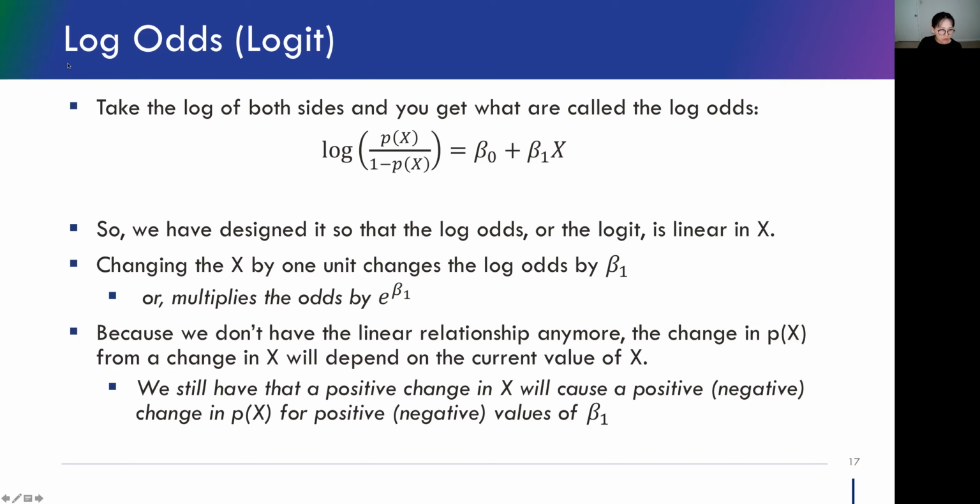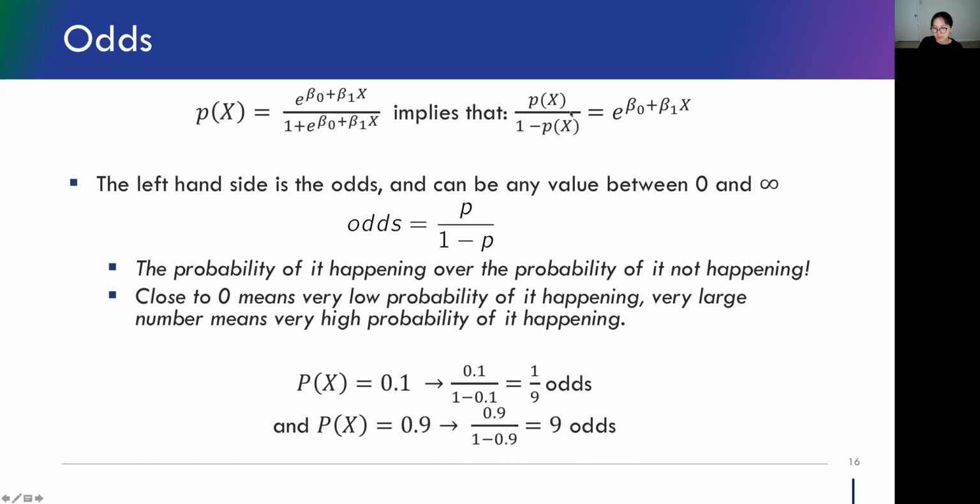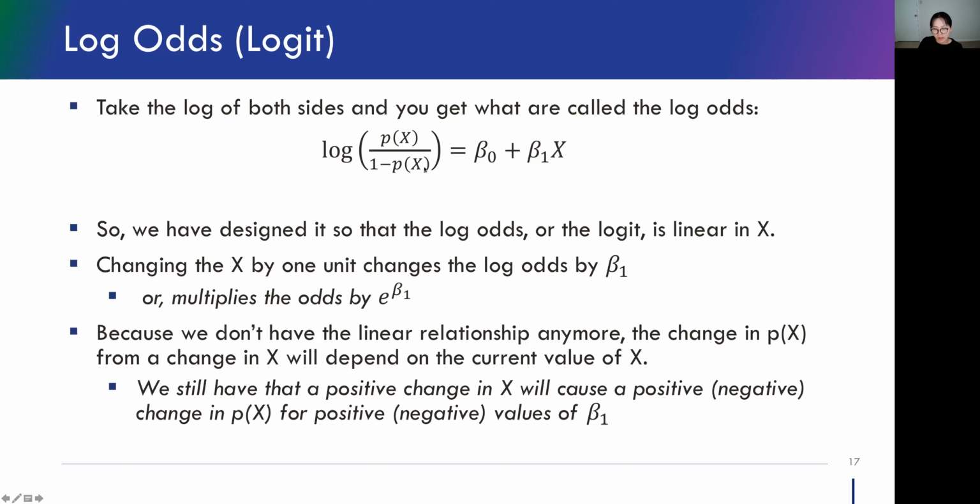Okay, another definition is called log odds, or we say logit. When we take the log of both sides of this, we get the log odds, and on the right-hand side, it becomes a linear line. So we have designed it so that the log odds is linear in x. Changing x by 1 unit will change the log odds by beta 1.